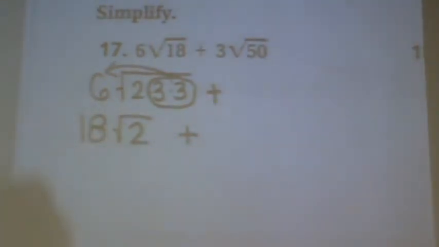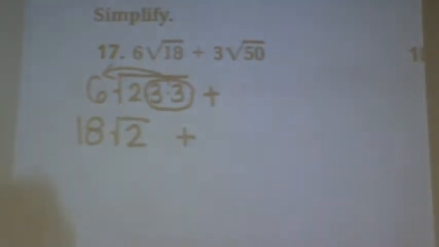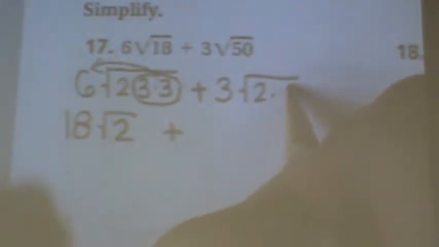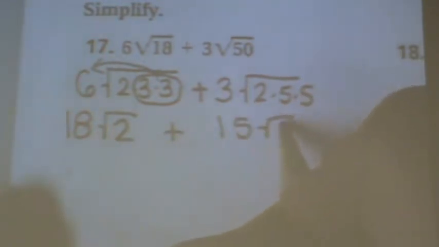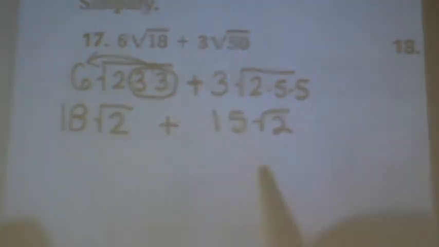What do you think is gonna happen with this 50? What do you think is gonna be underneath the radical? It's gonna be a 2. I'm thinking it's probably, spoiler alert, 5 root 2. 15. What's the answer? 33 root 2. Good? Next.